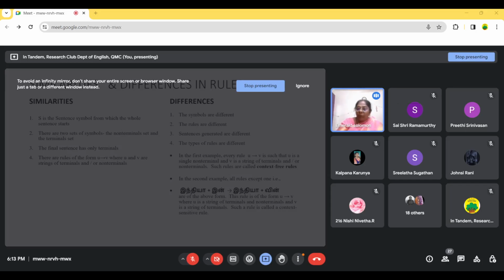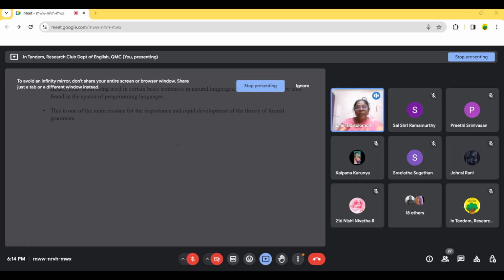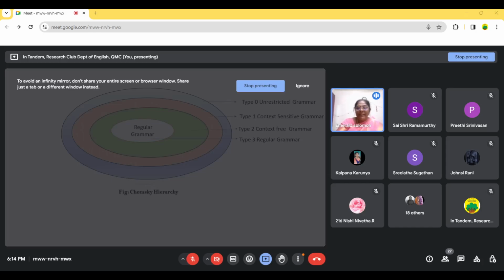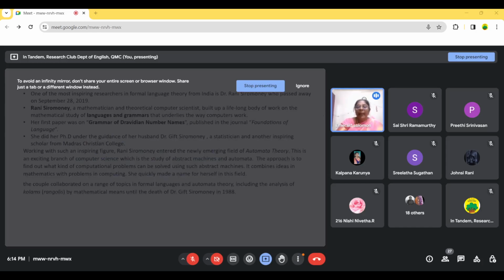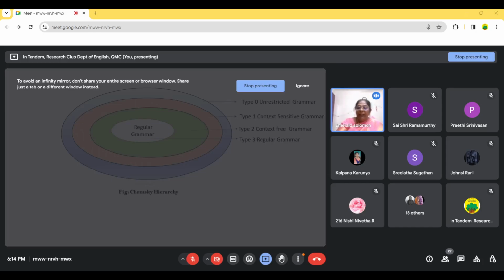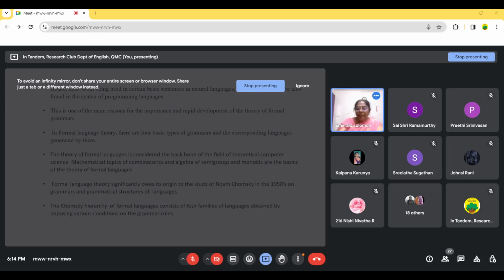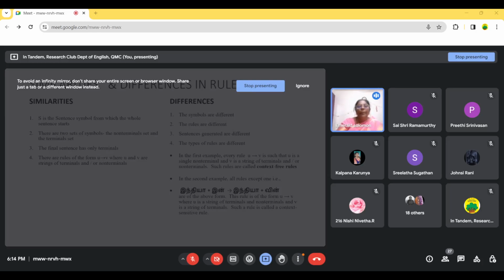So based on this, Noam Chomsky found that there are different types of rules which can generate different types of languages. Next slide, please. So based on that, he found 4 types of grammars, and 4 types of languages. The regular grammar, which is the smallest one, is contained in the context free, which is contained in the context sensitive, and that is contained in the phrase structured grammar.